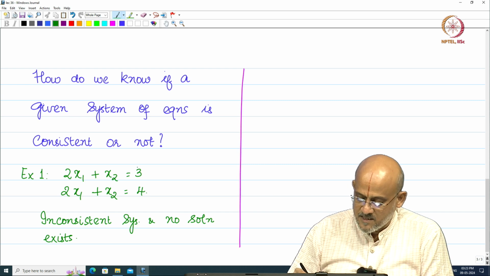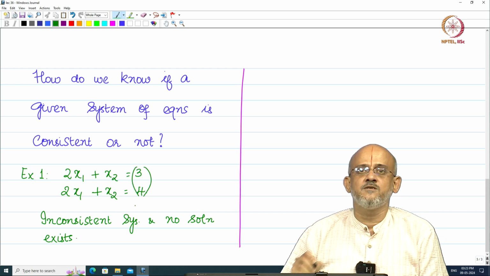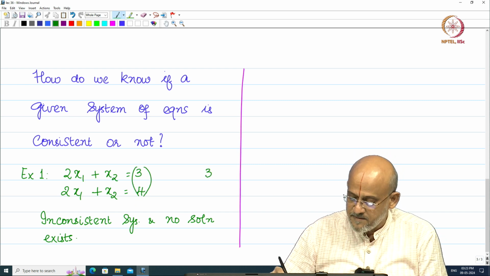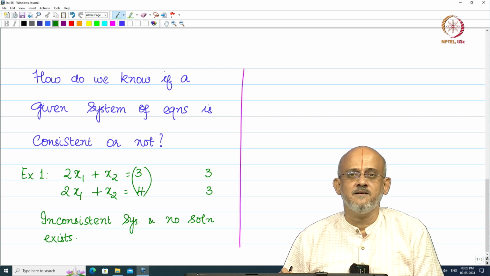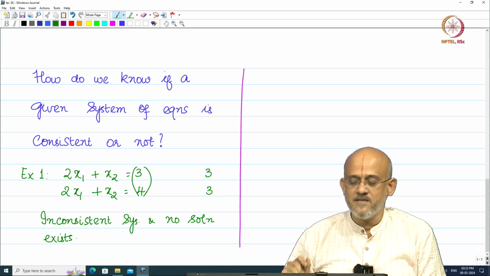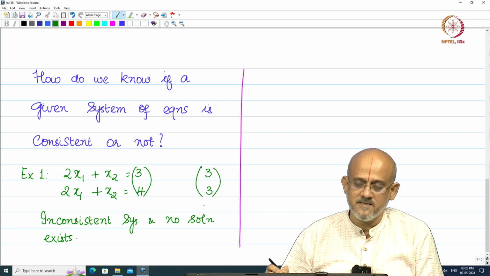That means for this B that we have, no solution exists. Suppose I change this B to 3 3, I can find a solution for this. In fact, infinitely many of them are there, right. I can find a solution to this if I had taken 3 3 here.